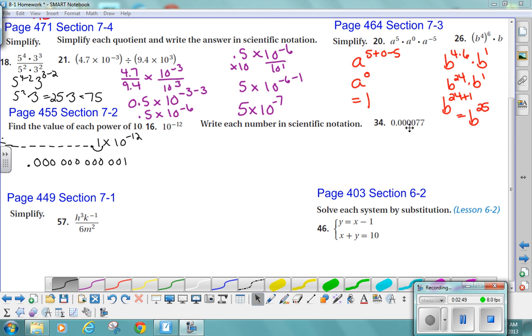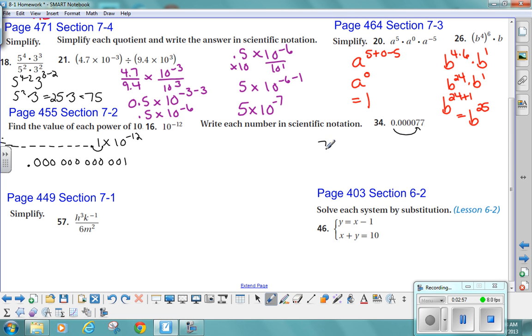If I wanted to write this number in scientific notation, I've got to get it to be a number between 1 and 10. So basically I'm moving the decimal in between the 7s. So I'd end up with 7.7 times 10, and then you count how many places you move the decimal. So 1, 2, 3, 4, 5. So you got to decide, is that going to be a positive 5 or a negative 5? Since that's a small number, that's going to be negative 5.